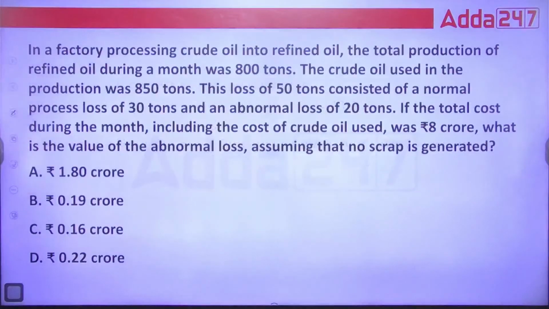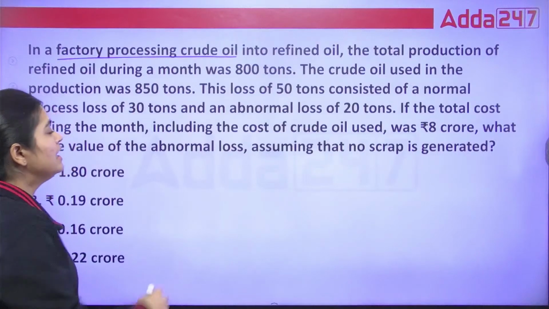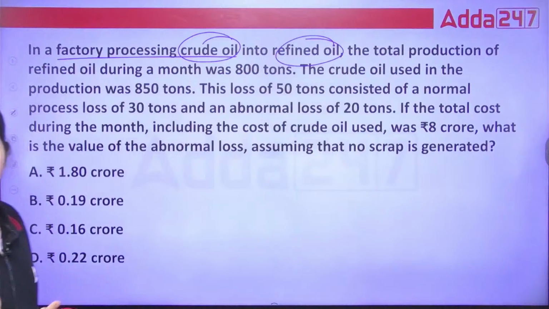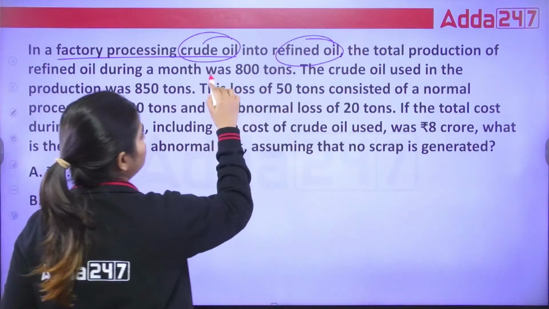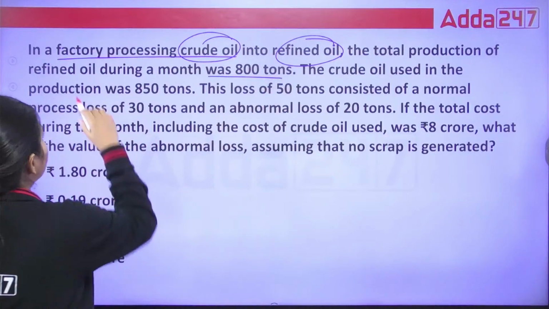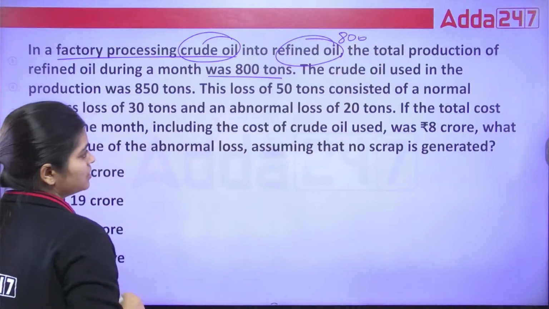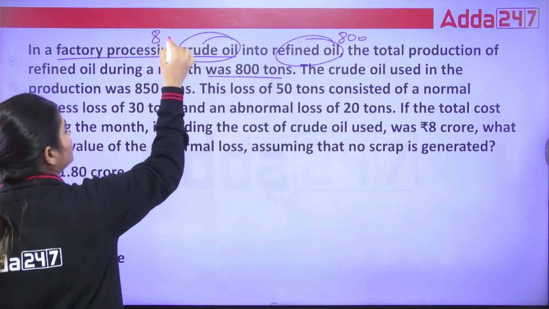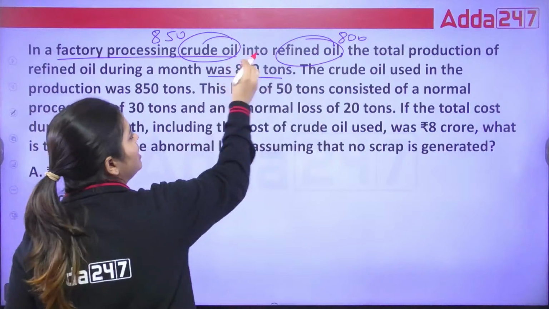This is the explanation again. Let's calculate that in a factory processing crude oil into refined oil. Crude oil is your raw material, refined oil is your output, the finished product. The total production of refined oil during a month was 800 tons. Means after processing, what is your final outcome? 800 tons. The crude oil used in the production was 850. This is your input, this is your raw material. So you use 850 tons and you produce 800 tons.